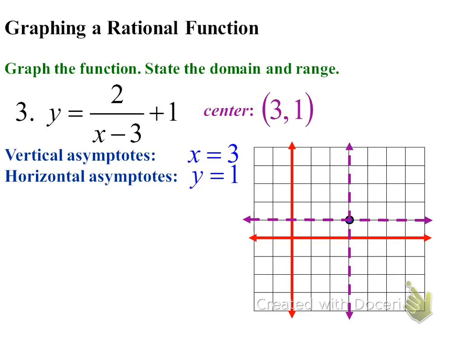If you have the 3, the center and the vertical, why would you divide by 6? The vertical asymptote has to do with what makes the denominator equal to 0. Okay. So how would you get this to equal 0? You'd add 3. 0 plus 3 is 3.